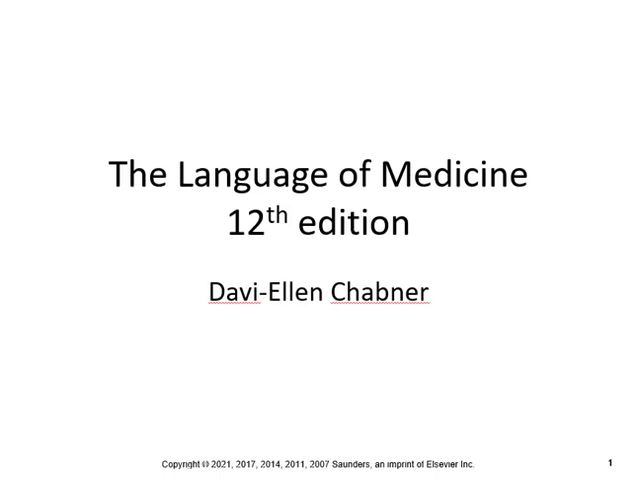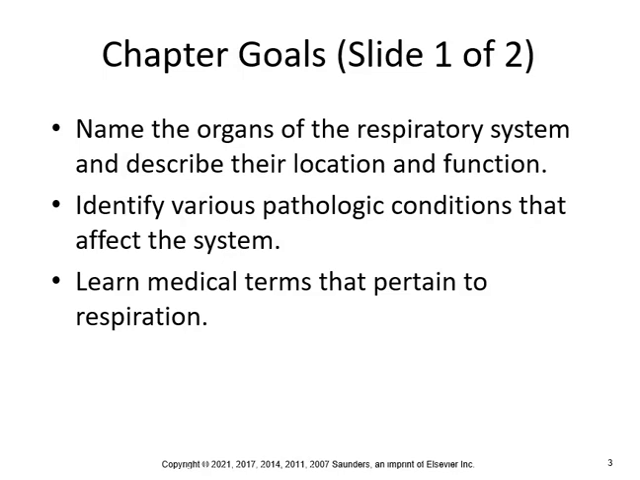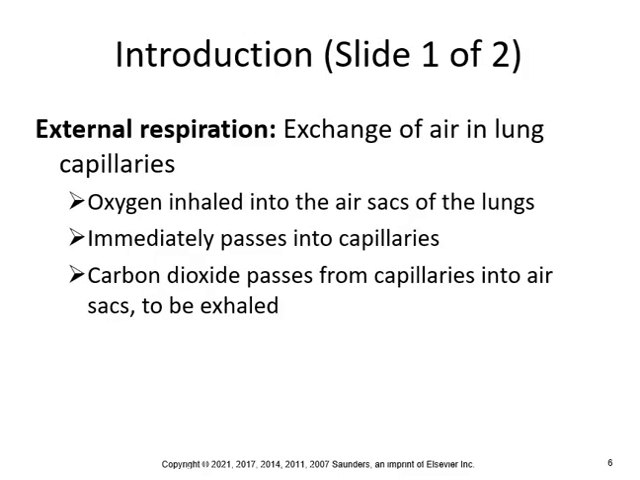We're going to just move right along and go to Chapter 12, the respiratory system. Name the organs of the respiratory system, describe their location and function, identify various pathological conditions, and learn the medical terms that pertain to respiration. Describe important clinical procedures related to the respiratory system and recognize relevant abbreviations. Basically the common theme that we've done with the reproductive system, cardiovascular system, and now we're going to do the same thing with the respiratory system.